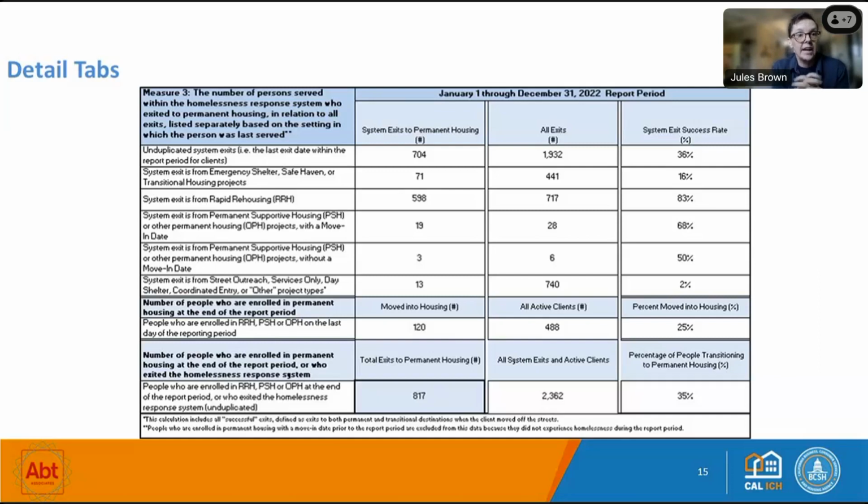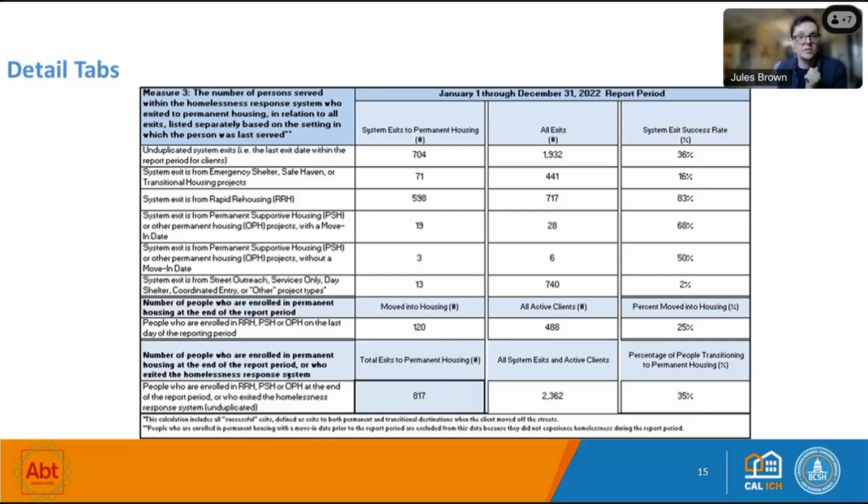And so what we're looking at for that specific exit, whichever one was the last one in the report period, we are then breaking that out by which kind of project they exited from. So these rows below the 704 there, the 71, the 598, 19, 3, and 13 should sum up to that 704. These are mutually exclusive. Each person only has one system exit that's being looked at. They are always being looked at the last one in the report period. Determine if that last one was successful.